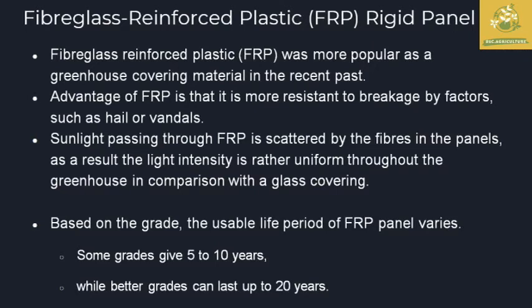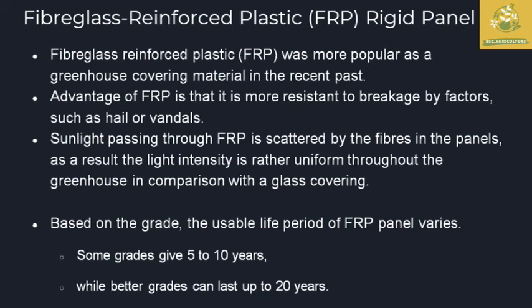And after that, another material is fiberglass reinforced plastic, also known as FRP rigid panel. These are said to have become most popular in recent years, because of the advantage of being more resistant to breakage from factors like hail. Also, sunlight passing through FRP is scattered by the fibers in the panels, so the light intensity is uniformly passed through the greenhouse in comparison with glass material.